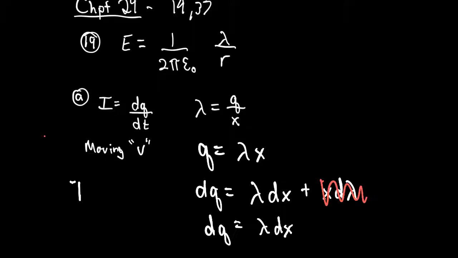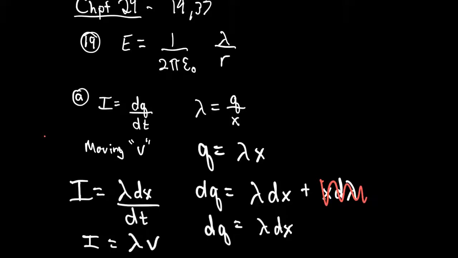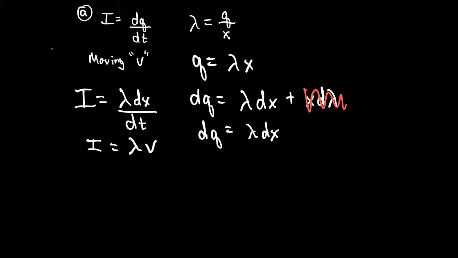So in this equation, I equals dq, which is lambda dx, over dt. So I have lambda, and I have dx over dt. What is dx over dt? A change in position divided by a change in time. That's velocity. So this current is lambda times velocity. There's your answer.